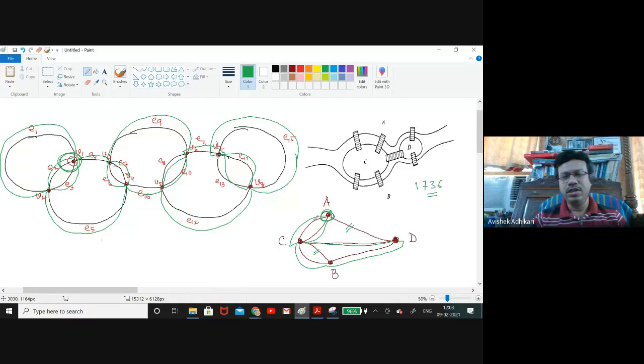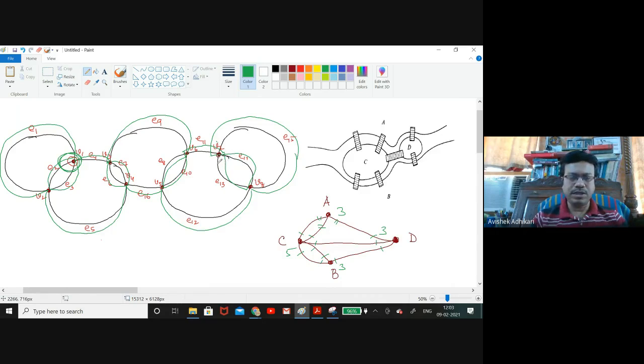because the degrees of these vertices are odd: the degree of this vertex is 3, this vertex is 5, this vertex is 3, and this is also 3. Since the degrees are odd, it's not possible. But if you look at this graph, the degree of each vertex is even. See, this is 1 2 3 4, this is 1 2 3 4, and so on. So the degree of each vertex is even.